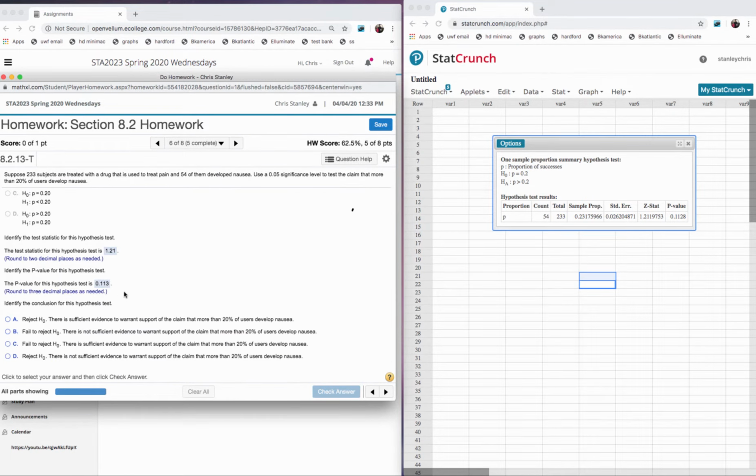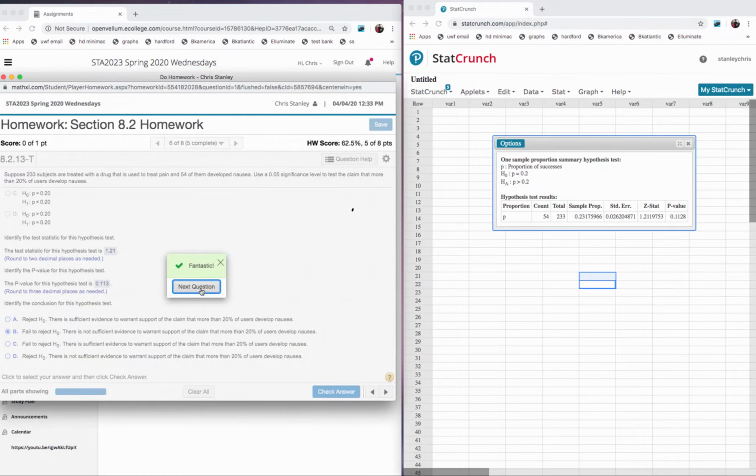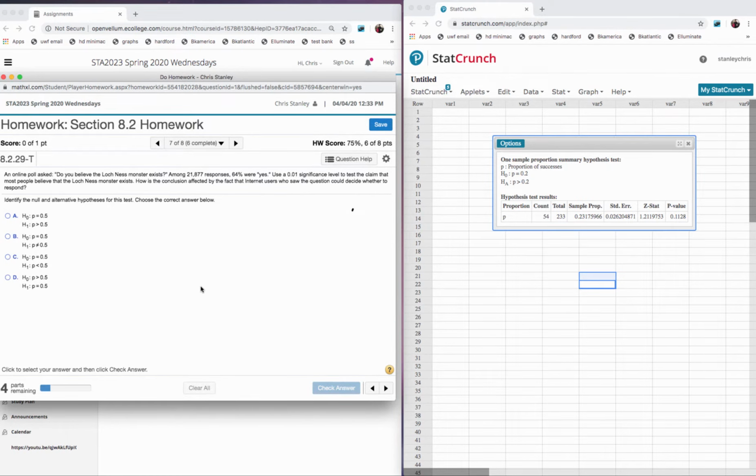Okay, 0.113 compared to an alpha of 5%. This p-value is bigger than this value, so that's going to be a fail to reject and not sufficient evidence to warrant support for more than 20. Okay, that most people would be bigger than 50%. It would be that one. That's most people. If it's not most people, it's 50%.